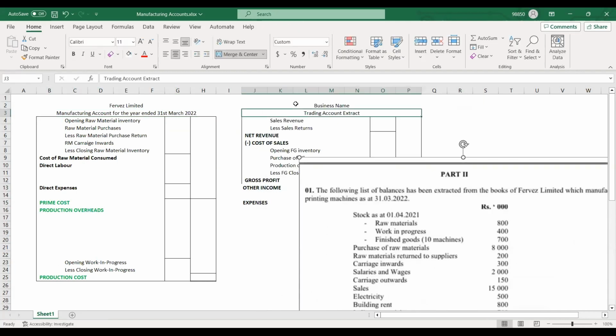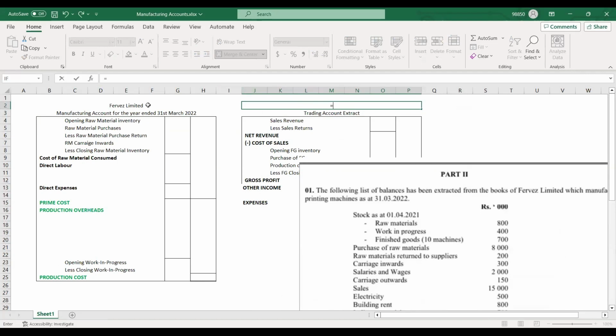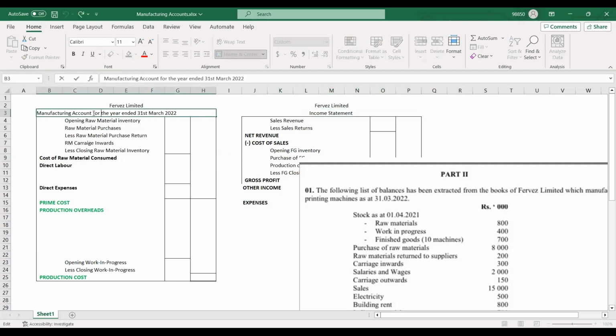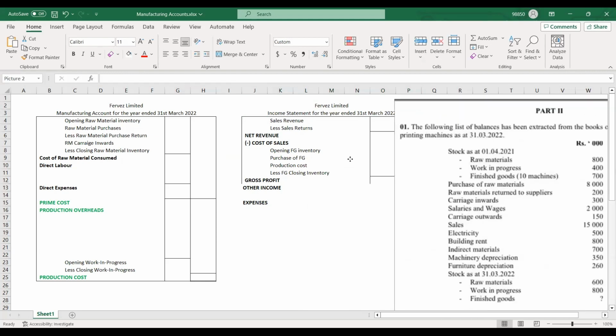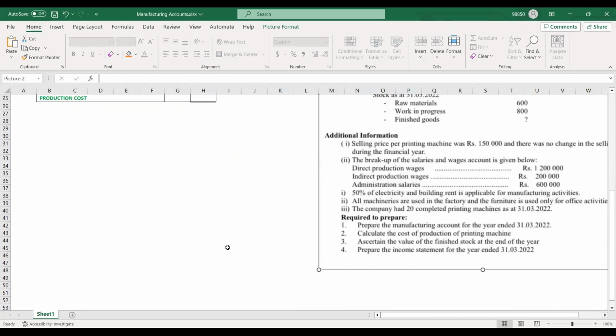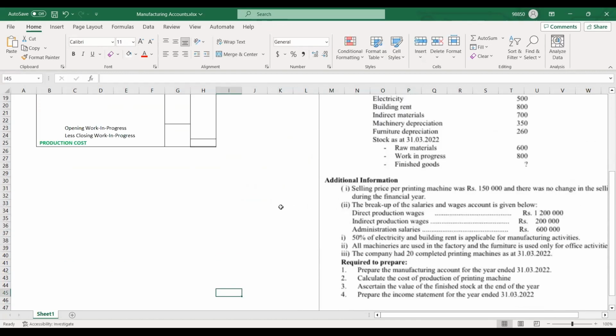And even in this, you are going to use Purvis Limited statement for the year ended 31st March 2022. And then you're going to look at the workings or additional information, the adjustments that you have to make.